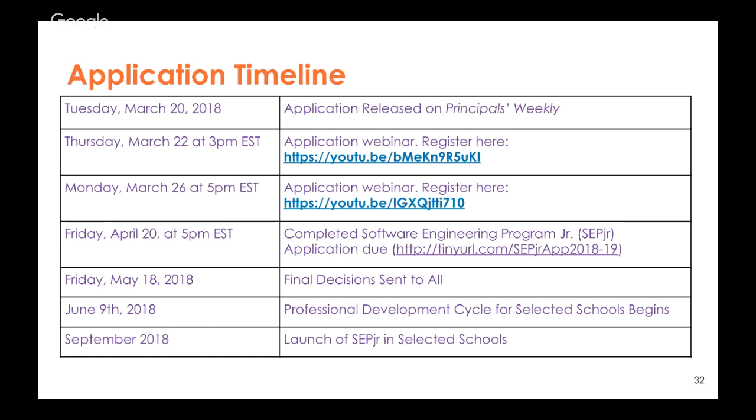Just a little bit of logistics. The application timeline, starting this past Tuesday, the application was released on Principals Weekly. Today is our first webinar. And then we'll have another webinar, which is going to be the same slide deck, but if you want somebody else at your school to participate in it, we'll have one on March 26th at 5 p.m. The deadline is April 20th at 5 p.m. Eastern Standard Time. So please make sure you have your application completed and submitted by then.